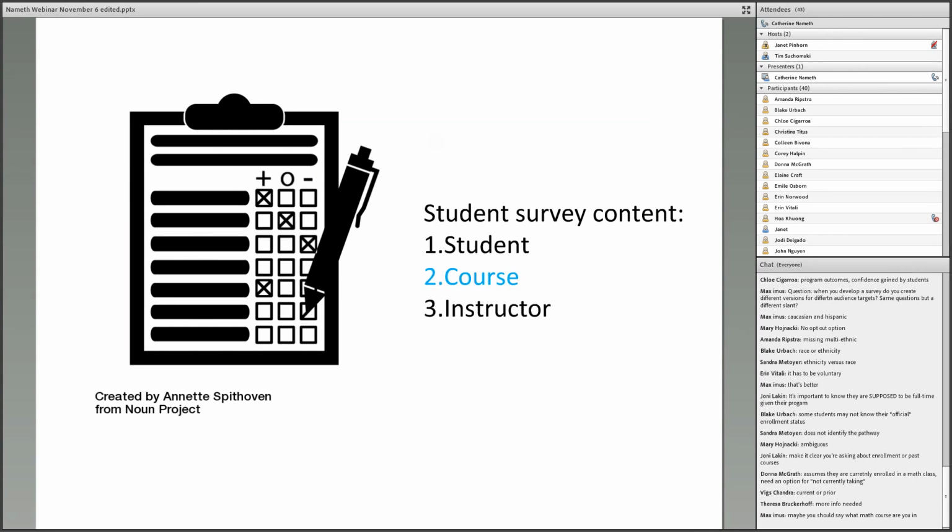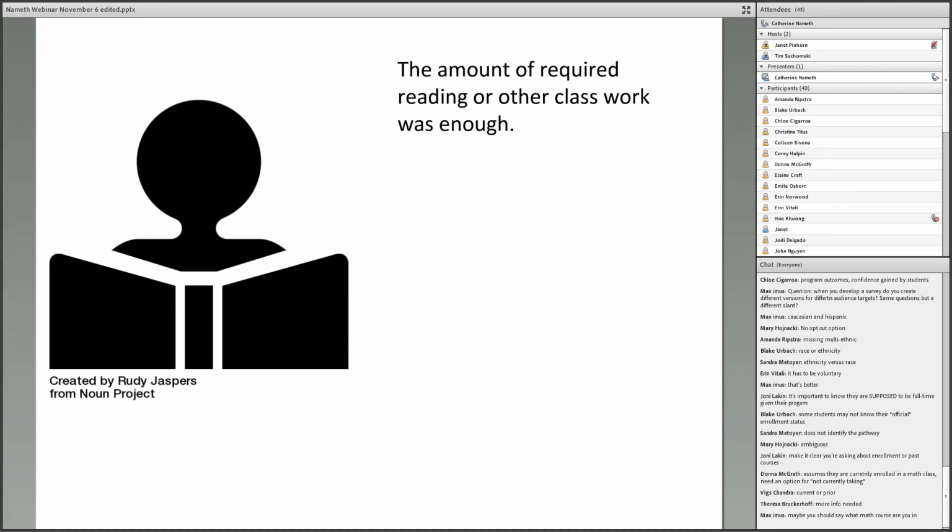Okay, so let's move on to going from students to thinking about the course. And here we have a prompt that I found recently. The amount of required reading or other classwork was enough. So let's imagine that we ask this of our students, and the kind of information that they would either agree or disagree with this. So what do you think? How can we improve this prompt?